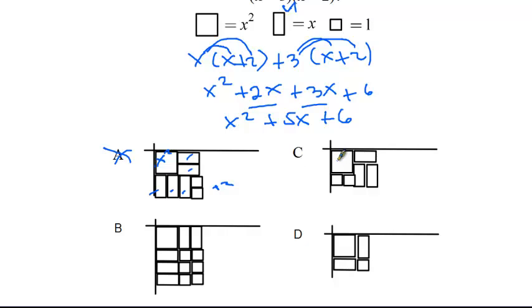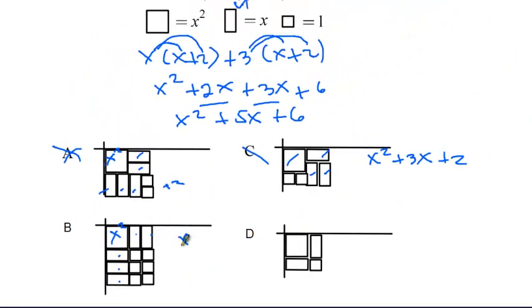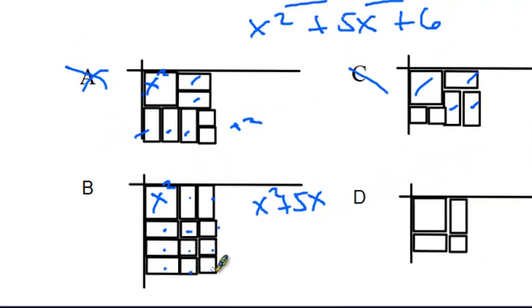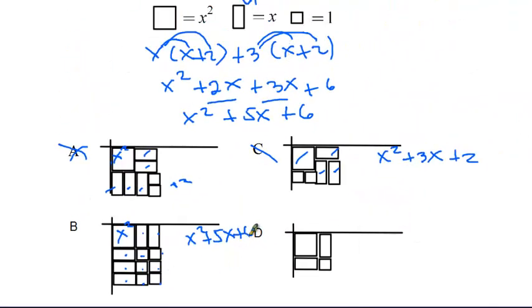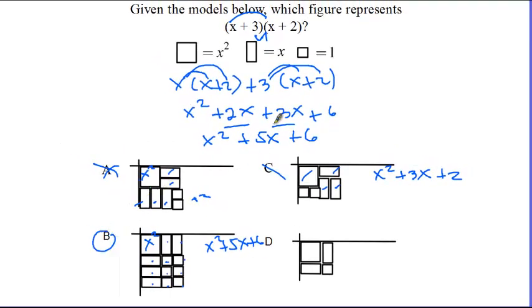Now let's check this. Option C, x squared. So this one is x squared. I have here 1, 2, 3 x's, and I have here plus 2. So C is also wrong. Now what about option B? This one is x squared. I have 1, 2, 3, 4, 5 x's, so x squared plus 5 x's, and then 1, 2, 3, 4, 5, 6. Alright, so this matches the product, so B will be our final answer.